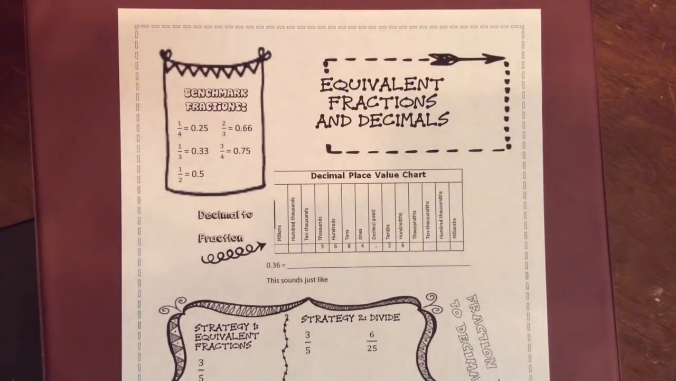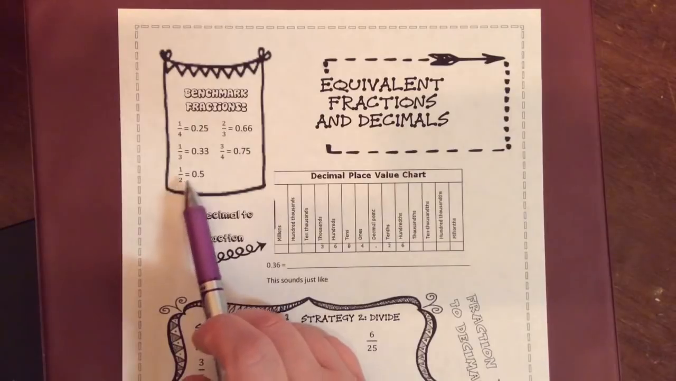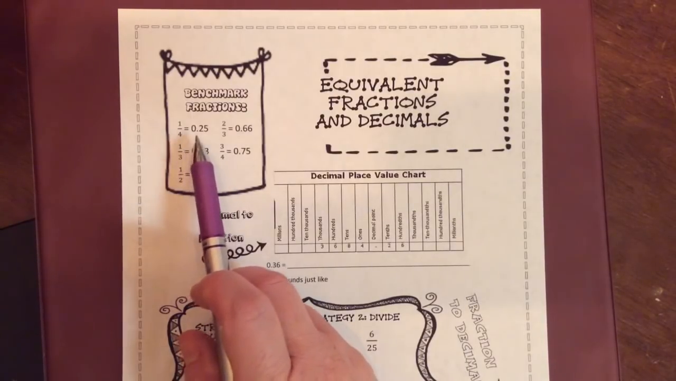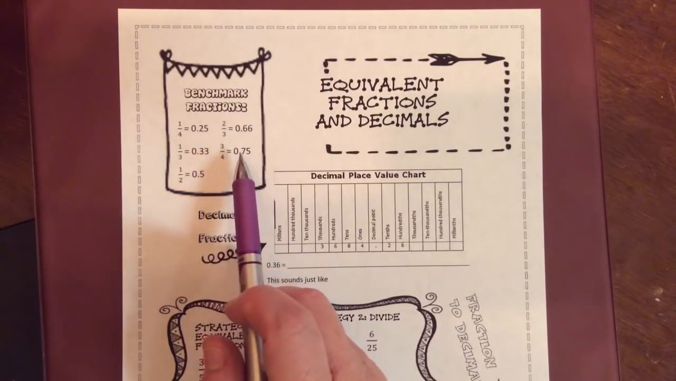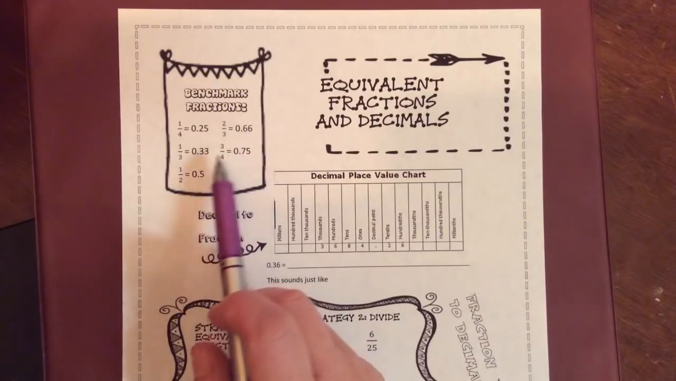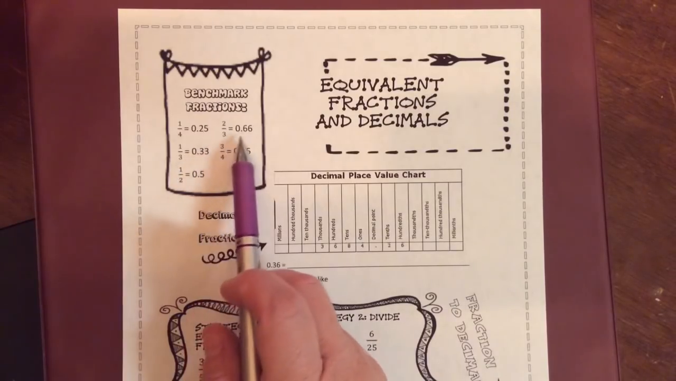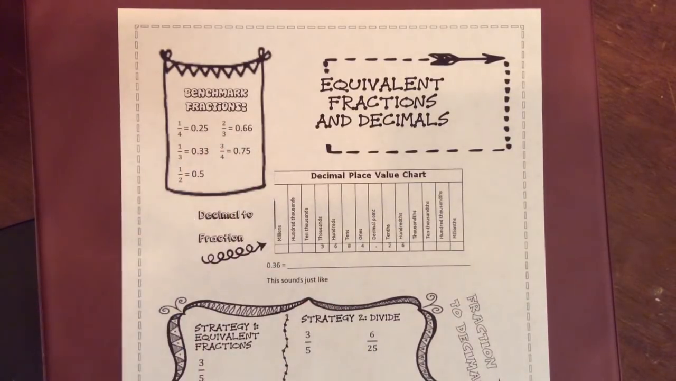Now, benchmark fractions are the ones that we can use to compare, the ones that are usually the easiest for us to recognize. Like 1/2 is the same as 5/10. Now, we don't just say that 0.5 though. We use place value. 1/4 would be 25 hundredths. 3/4 would be 75 hundredths. And then 1/3, this is actually a continuing repeating decimal here. It's 33 hundredths, or 2/3 would be 66 hundredths. Those should be familiar from elementary.